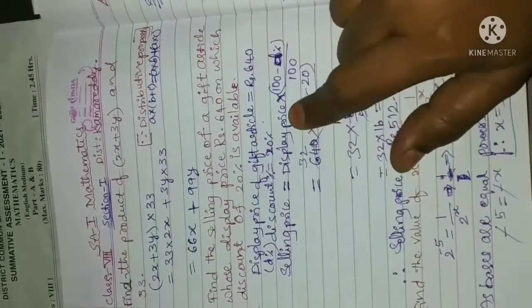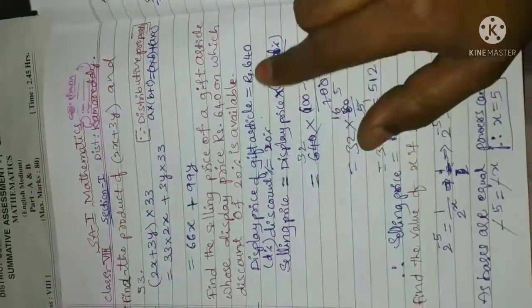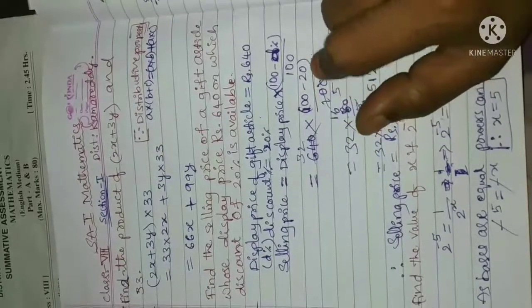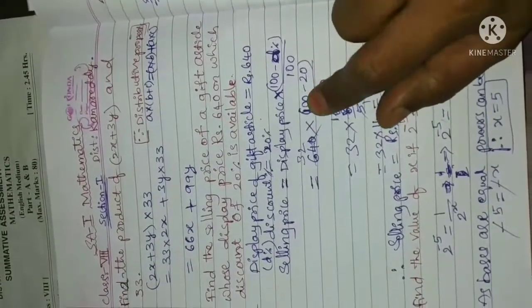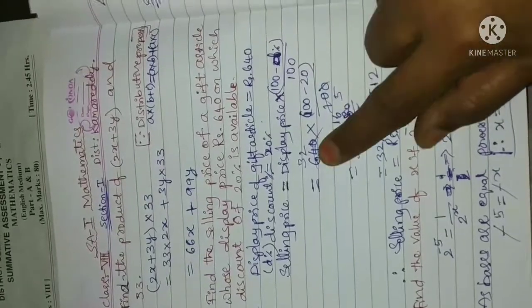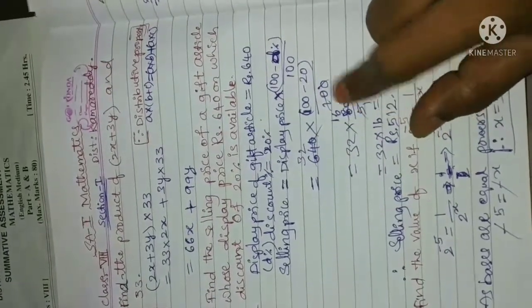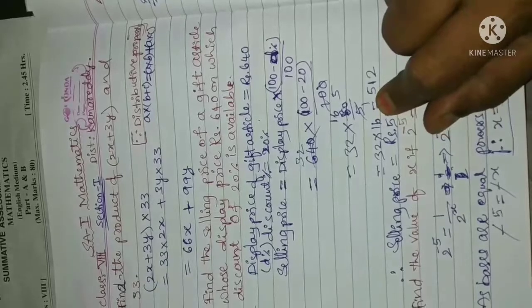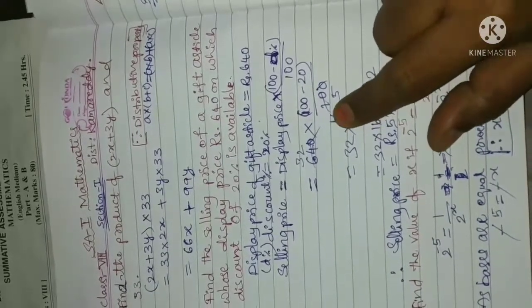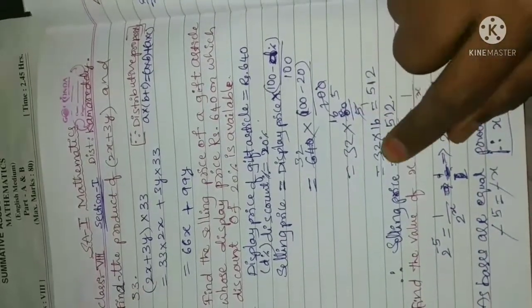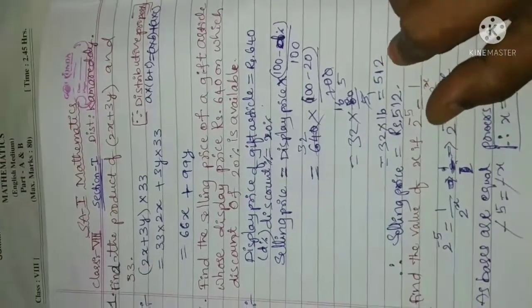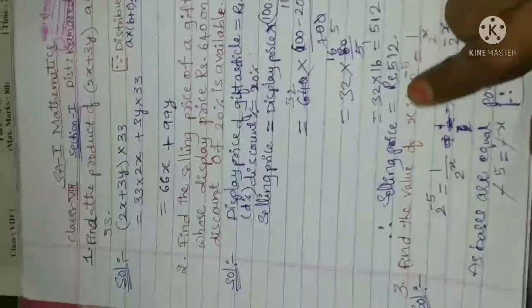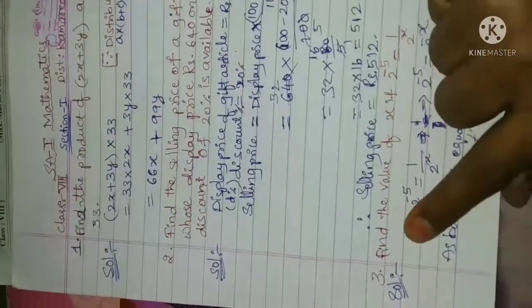So here display price is 640, 640 into 100 minus 20, that is 20 by 100. We know 100 minus 20 is 80. 640 into 80 by 100. Now 5 16s are 80, then 32 into 16, the answer will be 512. Therefore selling price is rupees 512.